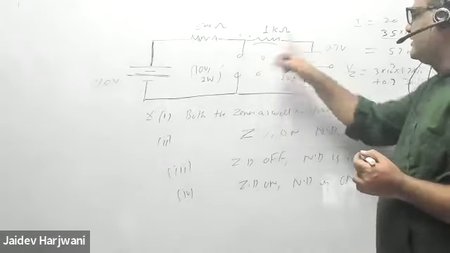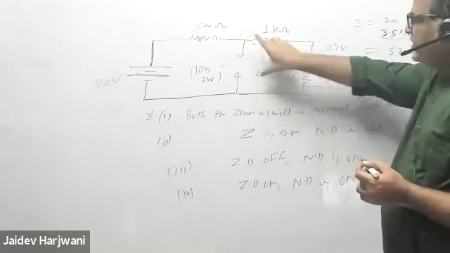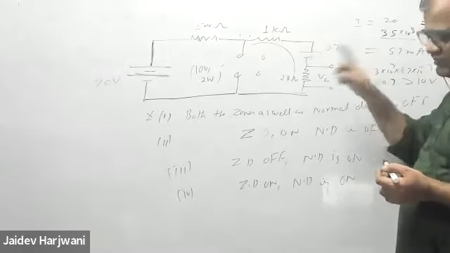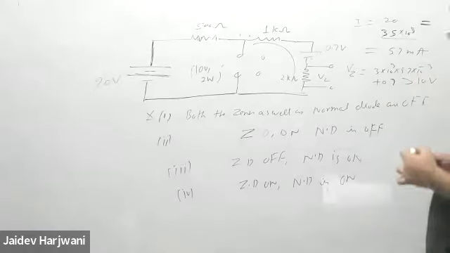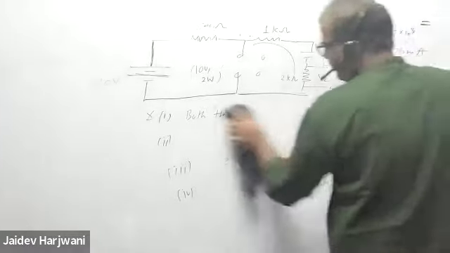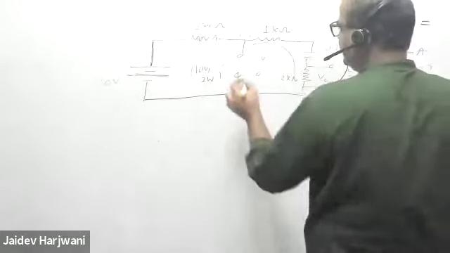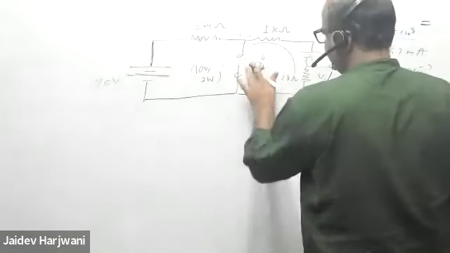If I say this is on and this is on, then by calculation I find the voltage across the Zener diode is 10 volts, so it should be on. So the only option is both on, and this is the wrong option. Now you can find the voltage VL. Once I say both are on, I can replace this by a battery of 0.7 volt, and 10 volt.